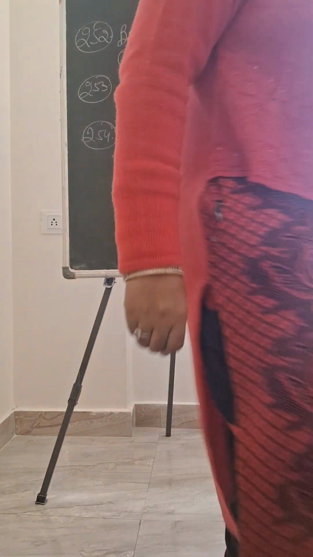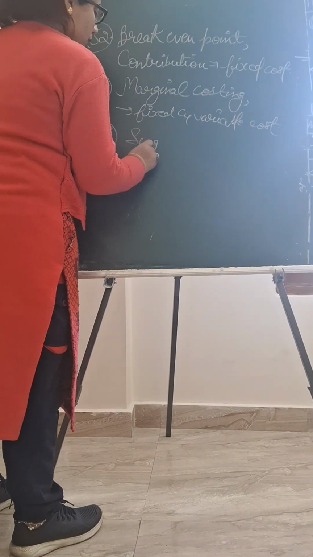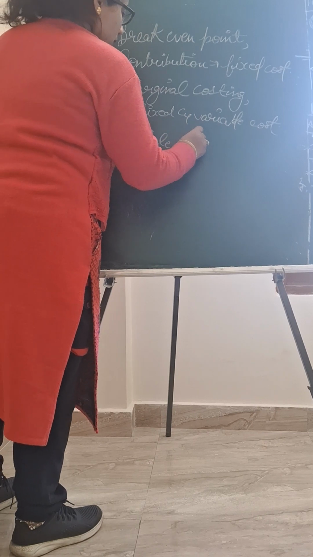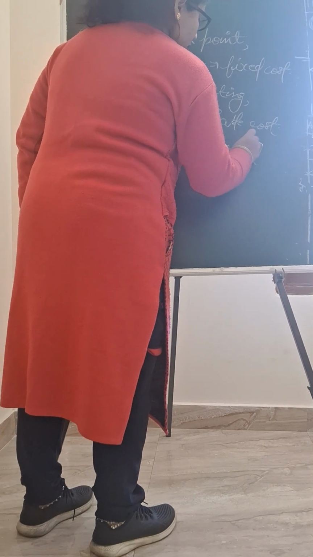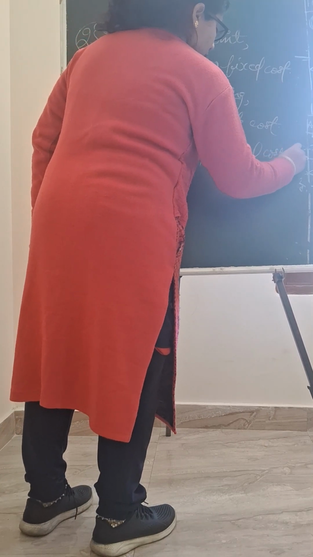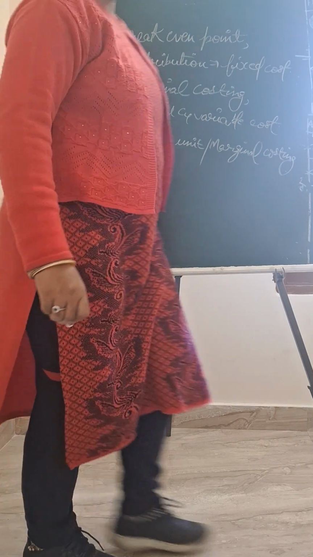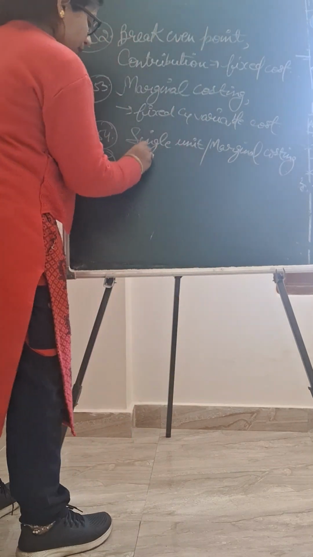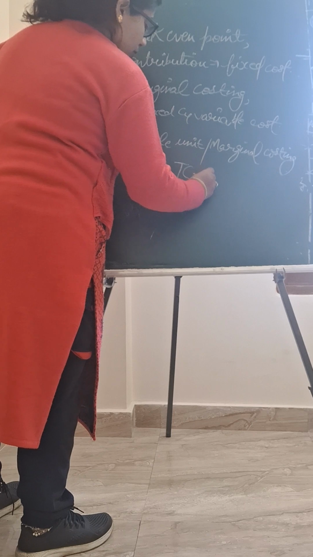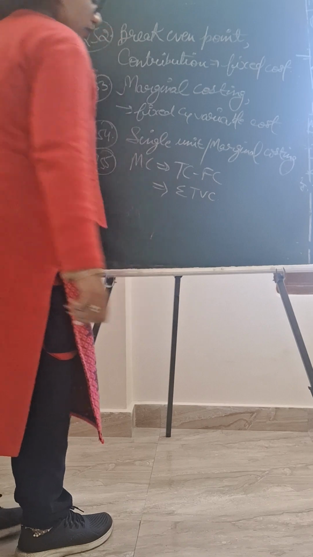After marginal costing we have single unit. When there is sale of single unit, it is called marginal costing. Then we have the other important question, marginal cost is equal to total cost minus fixed cost, or it is the sum total of TVC, total variable cost.